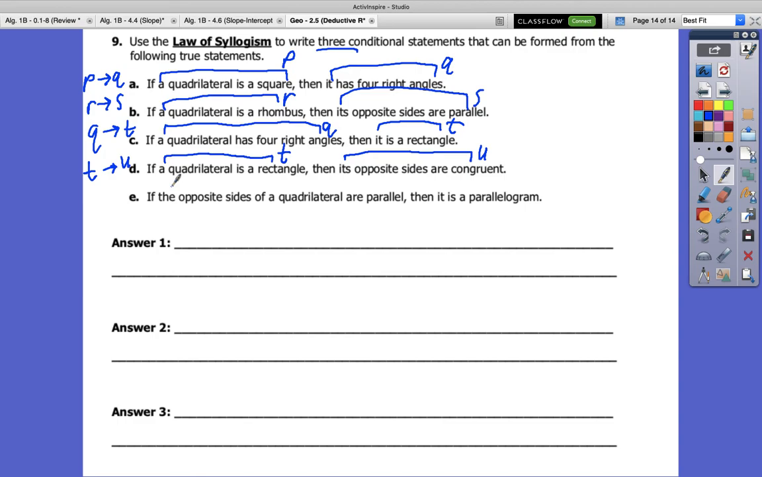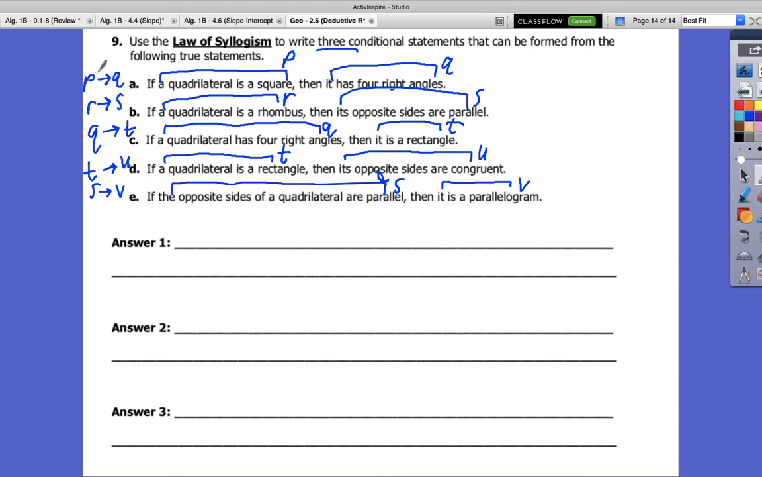If the opposite sides of a quadrilateral are parallel, then it is a parallelogram. The opposite sides of a quadrilateral are parallel, that's going to be S again. Then it is a parallelogram. Well, that's a new one, so we're going to have to call that V. So this one goes if S, then V. So we're saying, can we make some sort of combination between these in order to make a law of syllogism?